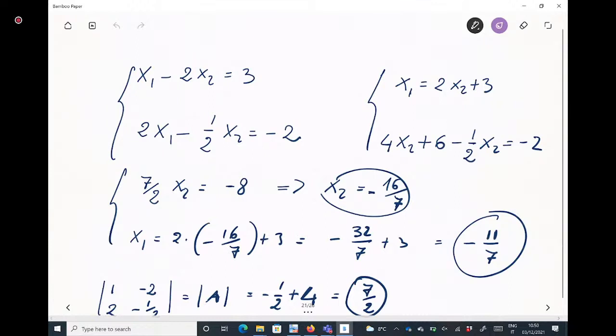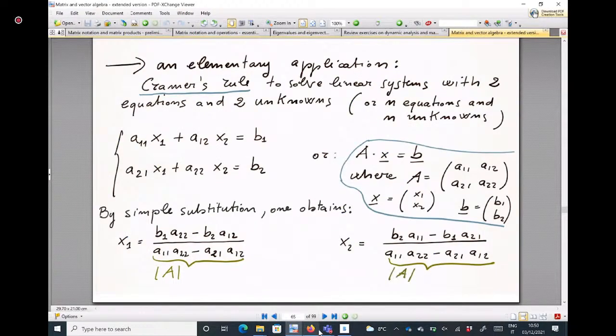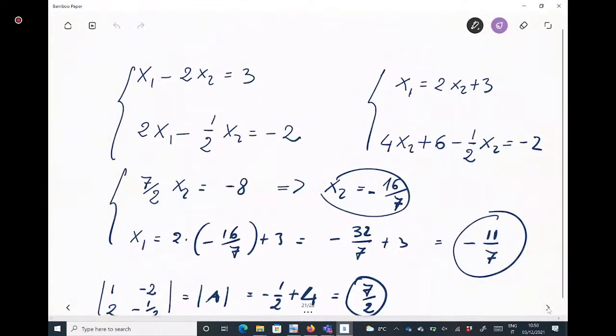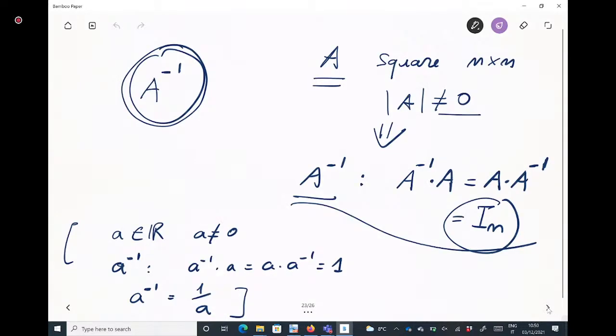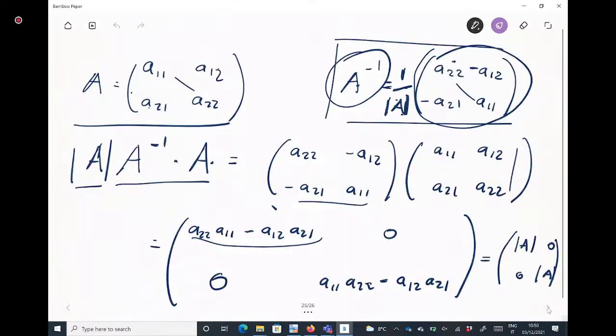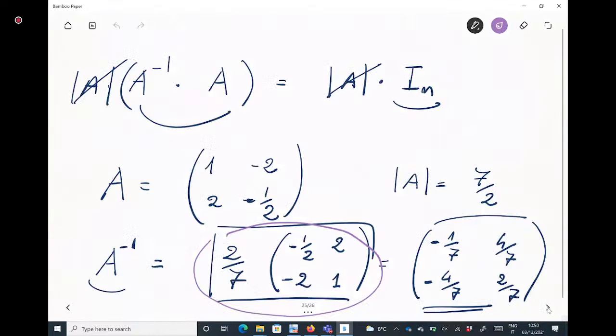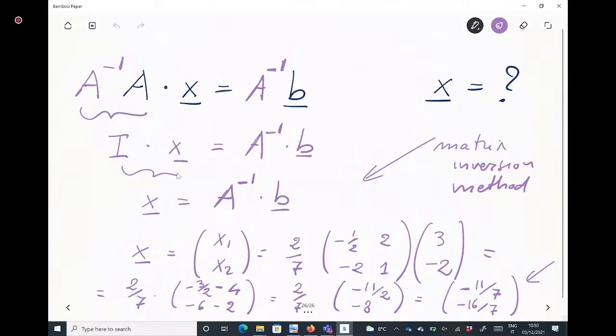Instead, the matrix inversion method is not used for manual computations, but it is really important for analytical treatment because, you see, it allows us to write down the solution analytically. You see here that in principle, we can write down the solution of a system with an analytical formula, which is this one. X is equal to A minus 1 times B.